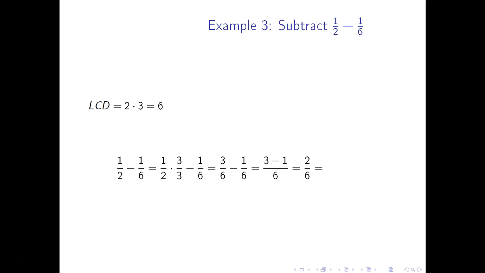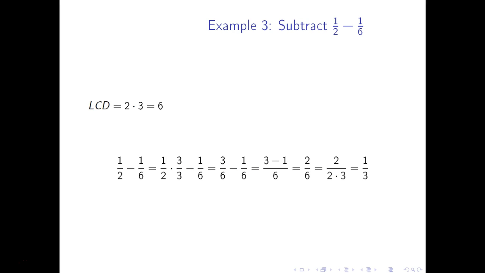But notice I can simplify it. I can reduce it. So I want you to pause the video and reduce 2/6. Okay, if you go through that process, you should have gotten 2 over 2 times 3. That's where we factored them. We cancel the 2's, and you end up with 1/3.